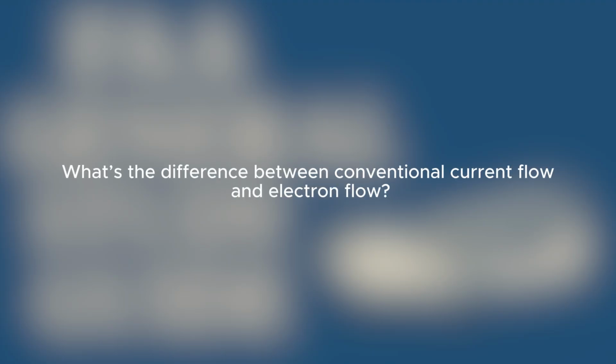Section 1, Basic Electrical Concepts. What's the difference between conventional current flow and electron flow? Conventional current shows current going from positive to negative. In reality, electrons flow from negative to positive.